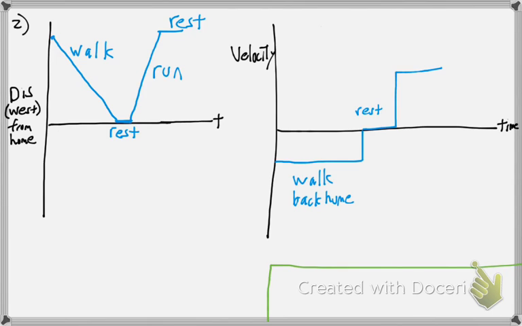Then I'm going to make it to my destination, and then I'm going to rest, which again, the velocity has to be 0 down here. Now, you'll notice that this is kind of immediate. So this is very vertical here, here, and here. If you want to make them a little bit more curved, you can.